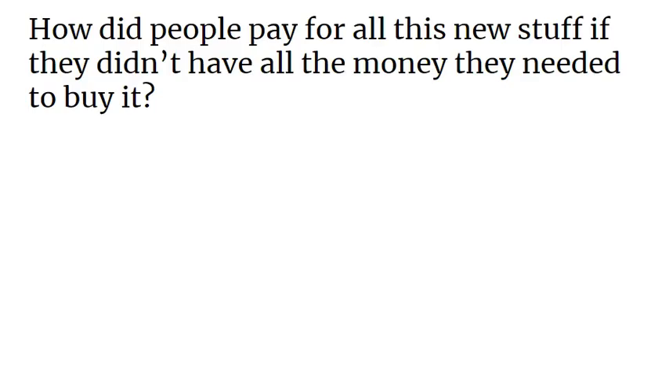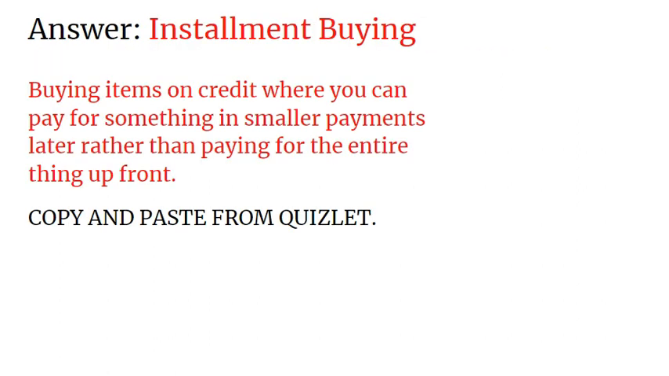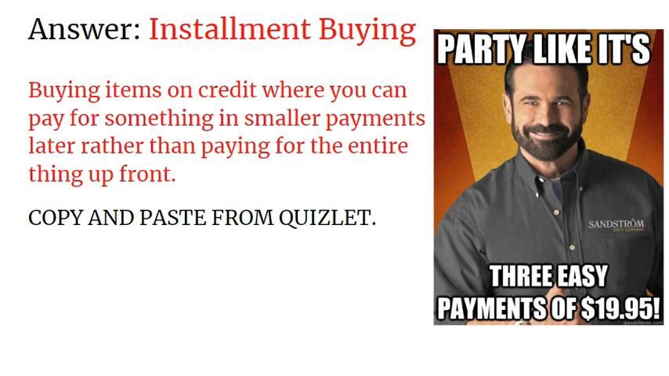How did people pay for all this new stuff if they didn't have all the money they needed to buy it? Installment buying. Buying items on credit, where you can pay for something in small payments later rather than paying for the entire thing up front. And this lets you party like it's 3 easy payments of $19.95.